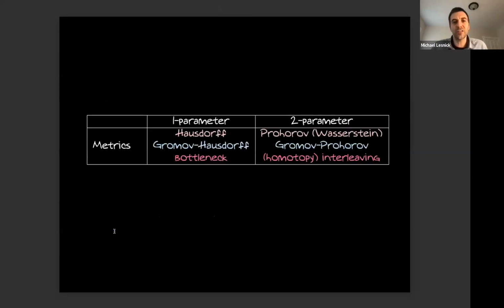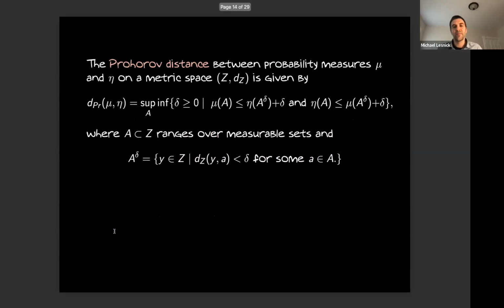So now to state stability or robustness results, we need metrics on the objects that we work with, and fortunately, we have natural 2-parameter analogs of the usual metrics that we work with in the 1-parameter setting. So let me mention these now. First, there's a distance between probability measures on a common metric space called the Prohorov distance, which dates back to the 50s.